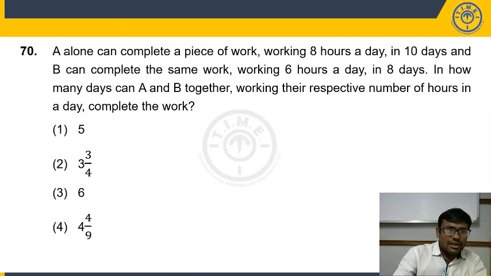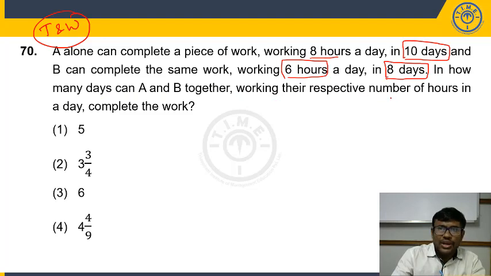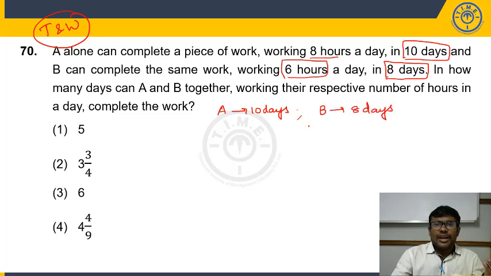It's a time and work question. A alone can complete a piece of work working 8 hours a day in 10 days, and B can complete the same work working 6 hours a day in 8 days. In how many days can A and B together, working with their respective number of hours in a day, complete the work? So A is taking 10 days of time and B is taking 8 days of time. So A and B together, how many days will they take?